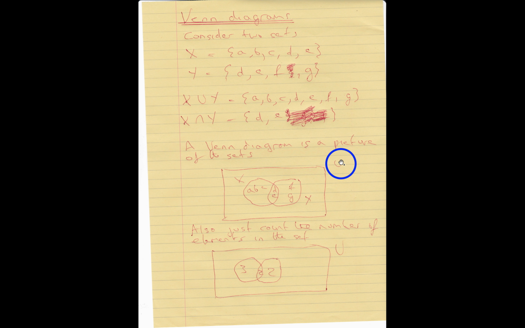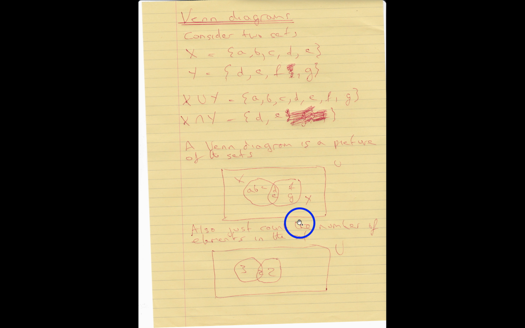And I'll just explain this other thing, this universe thing as well. U stands for universe, and that's the set of all elements in the universe. Because sometimes you'll have elements that are not in X or Y, and those go outside the two circles. They're not classified into any sets, but they're in the universe.